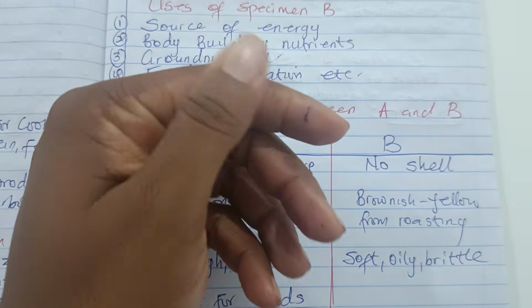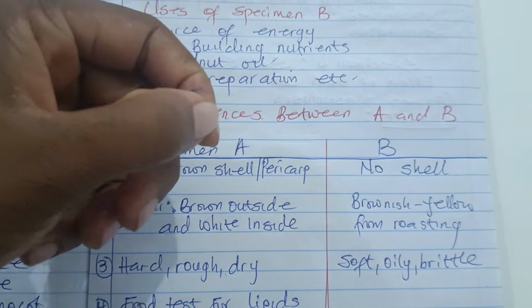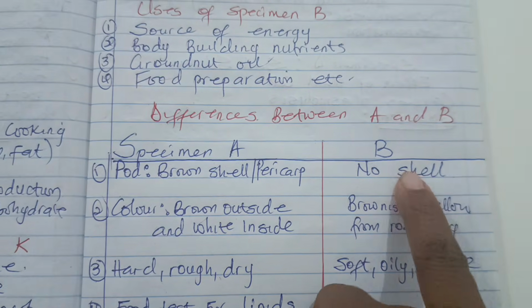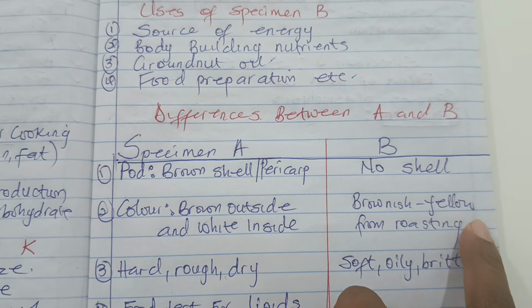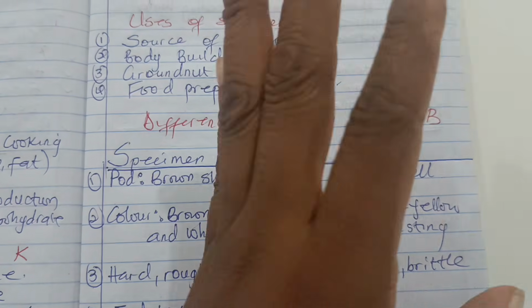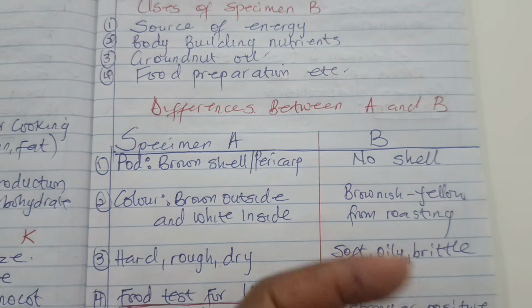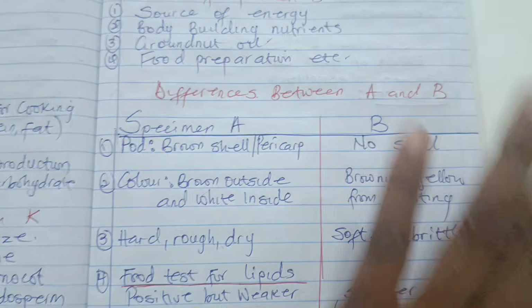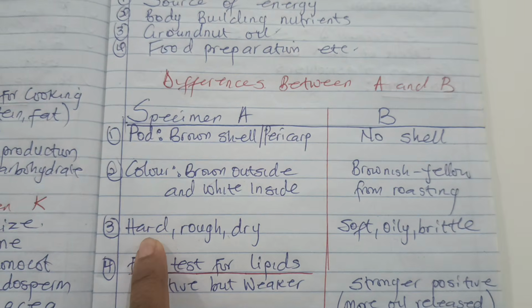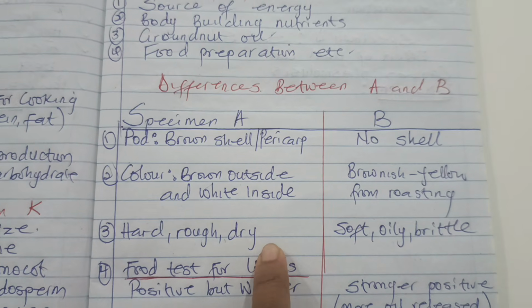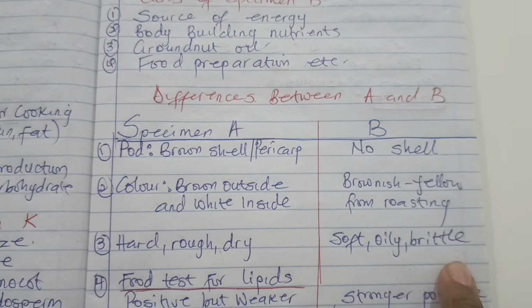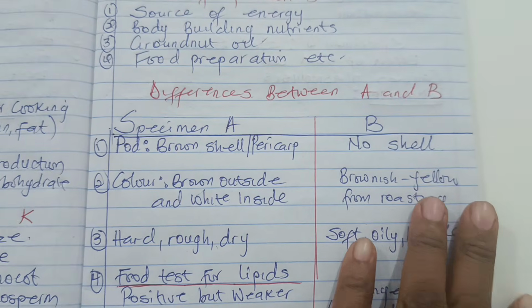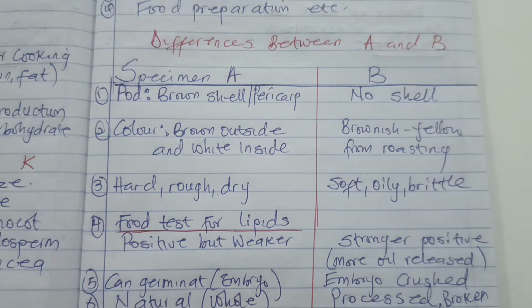So you can test it if you have a groundnut. Open the inside, crush the seed, you see it is whitish. But for the roasted groundnut, it is brownish yellow from roasting. You know, as you roast it, the oil is brought out more, so it has more oil present. Then it is hard, it is rough, and it is dry. For this one, it is soft, oily, and brittle. It is oily, the roasting has brought out the oil, and it is brittle, not entirely hard.